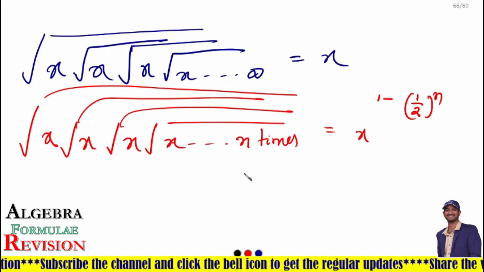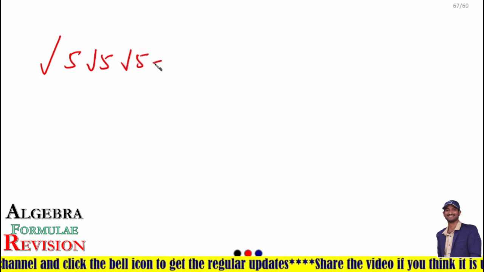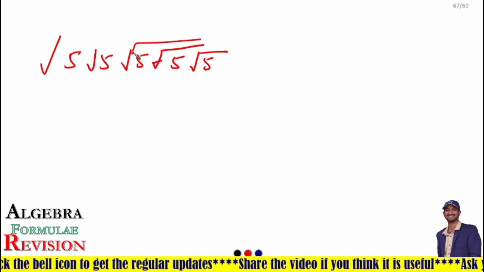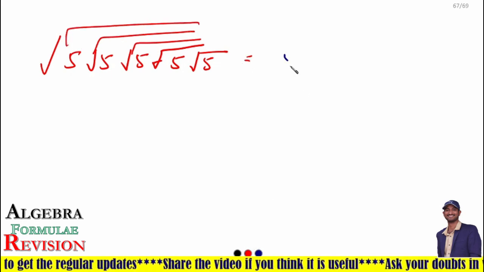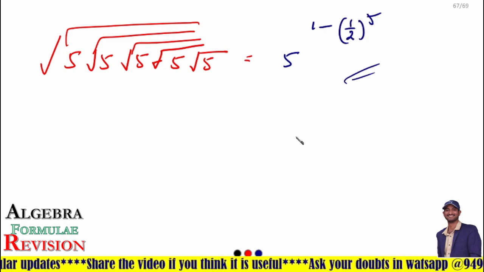Is it clear? Suppose in the exam you have a problem like this: square root of 5 into square root of 5 into square root of 5 into square root of 5 into square root of 5. How many times do you have 5? 5 times. So what is the answer? 5 to the power of 1 by 2, whole to the power of 5. That's it.